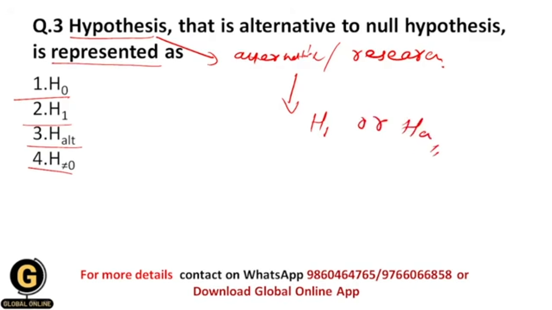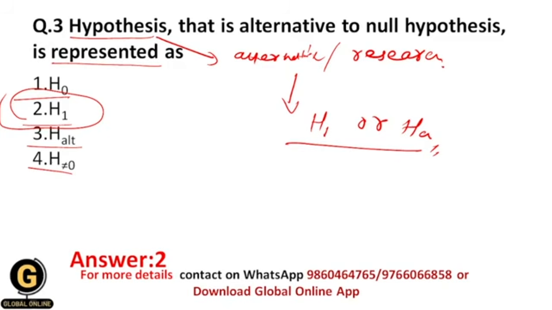Okay, all of you getting? And that's why here your correct answer is H1, because alternative hypothesis is denoted by H1, not HALT. So most of the students make mistakes in these denotations, but your correct answer is H1 or HA. But here HA option is not given, and that's why your correct answer should be H1.